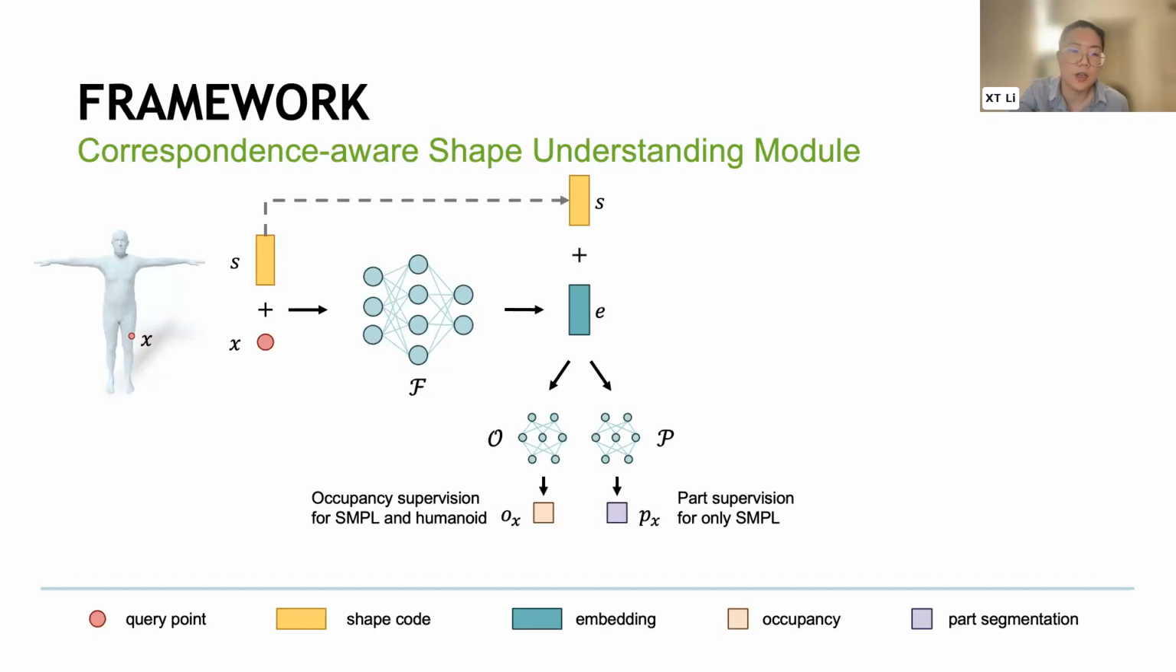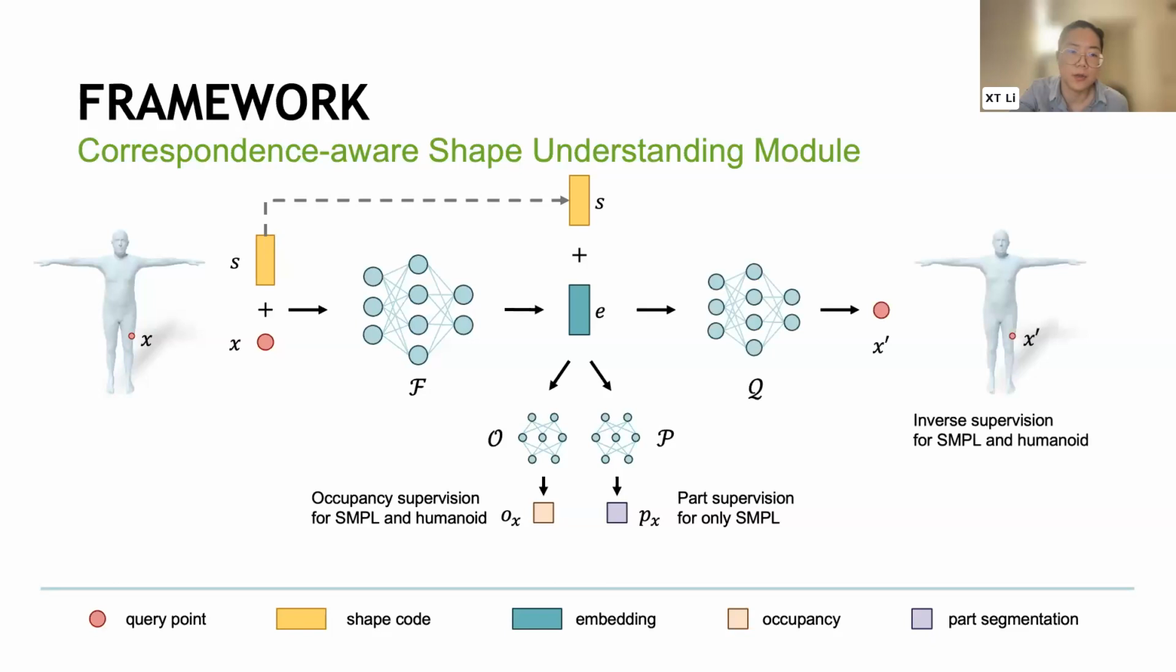And to further constrain the learning on these unrigged characters, we propose an inverse constraint. We train a network that takes the shape code and the embedding as input, and then reconstructs the position of the query point. This way, we encourage the model to differentiate different points with the same occupancy and part segmentation label.